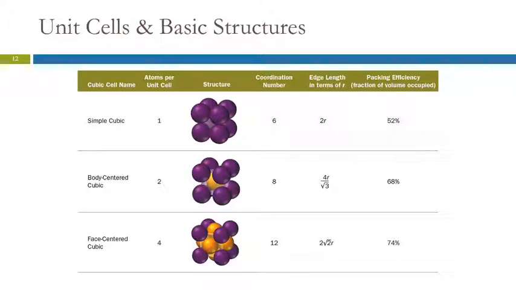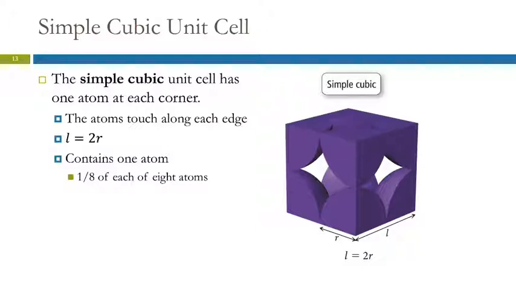We've got the simple cubic, the body-centered cubic, and the face-centered cubic. And we're looking at how many atoms are in a unit cell, illustration, coordination number, edge length in terms of R, so we can define the edge length in terms of the radius of the atoms, and we can also look at the packing efficiency. So let's look at the simple cubic unit cell. This cell has one atom at each corner.